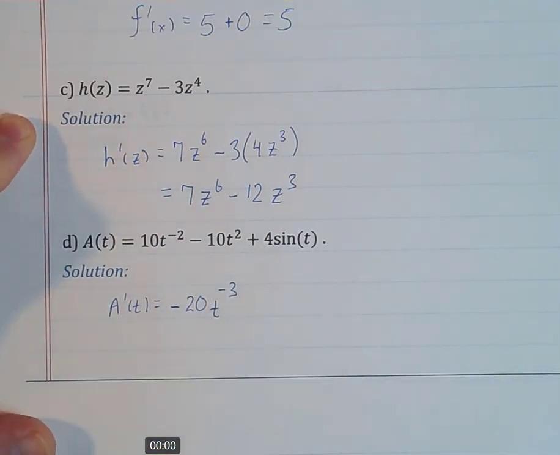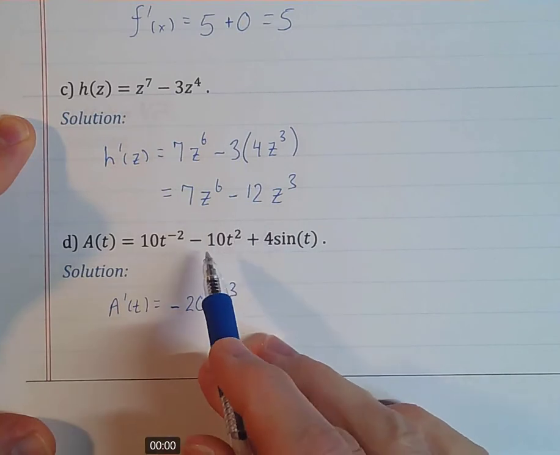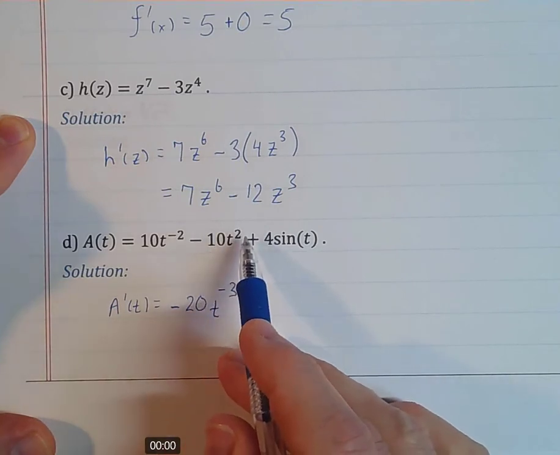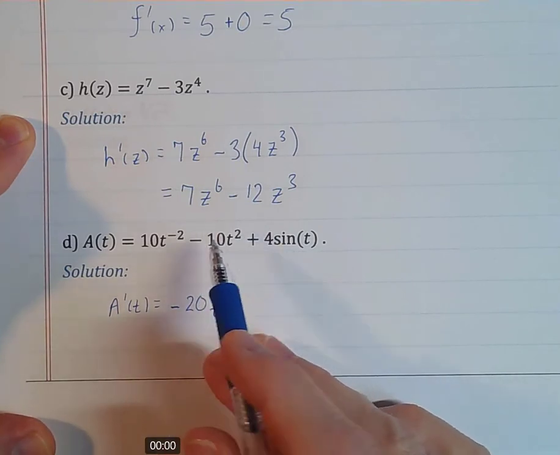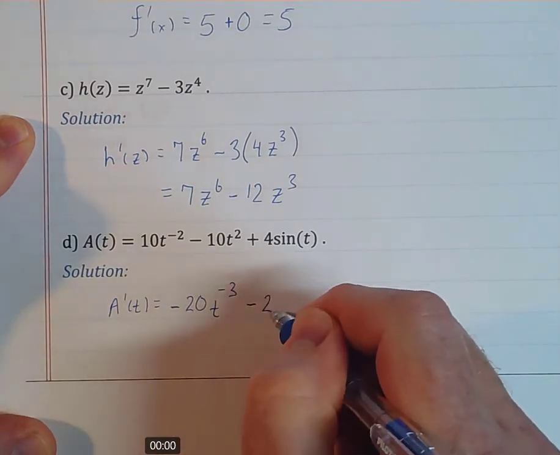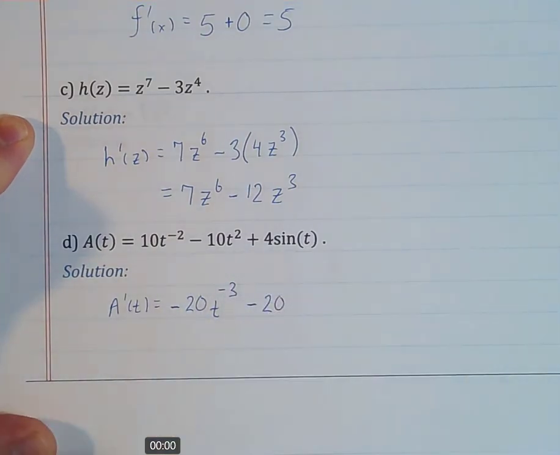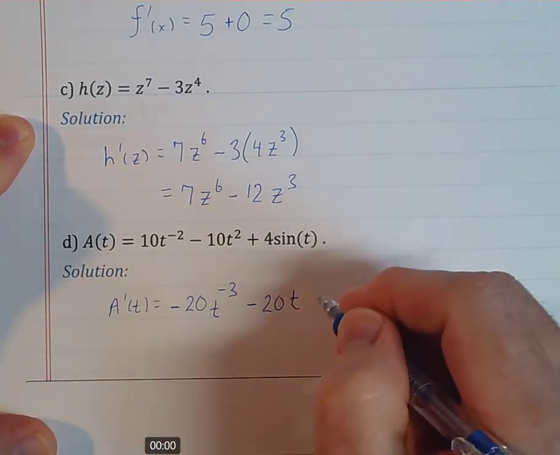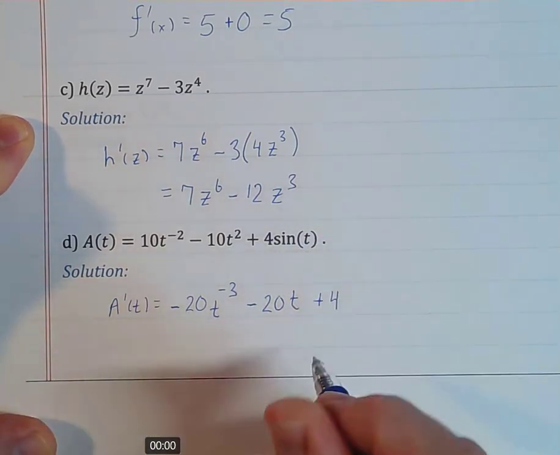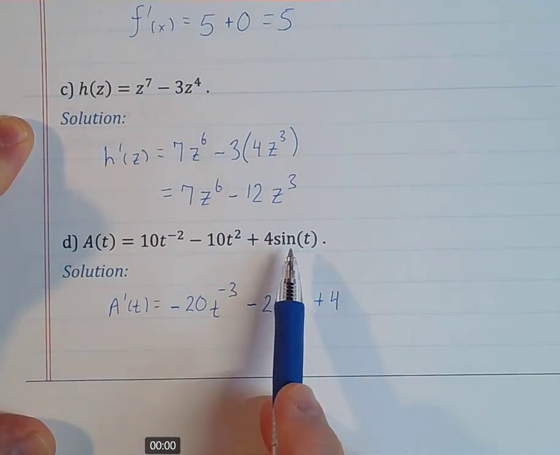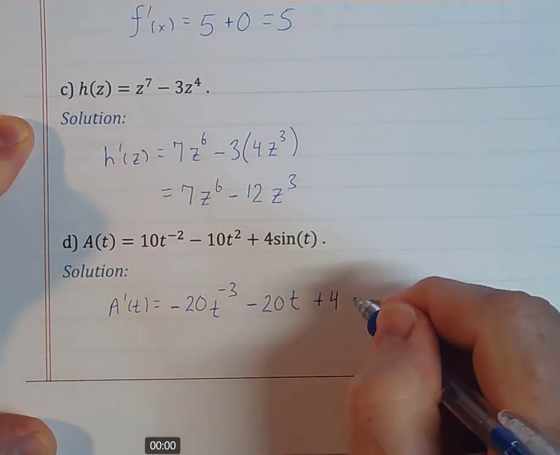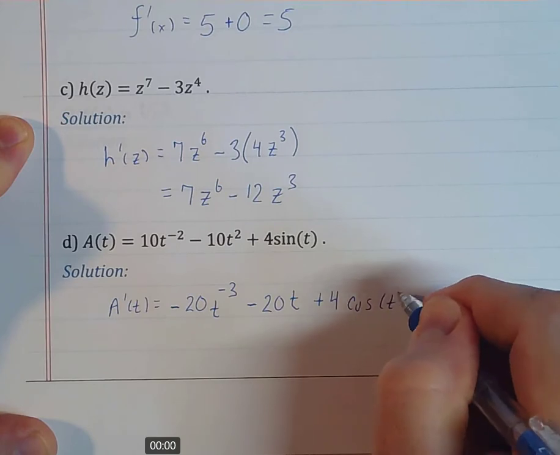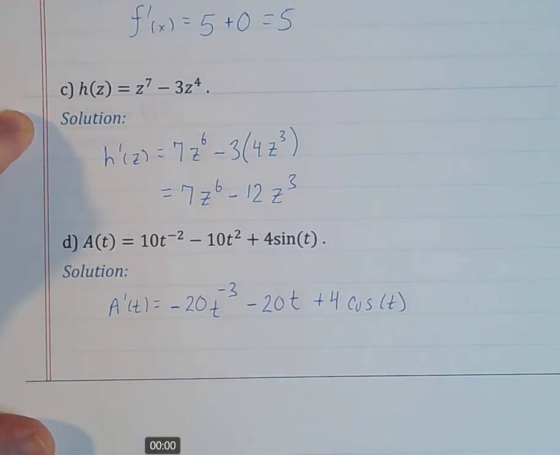I do the same thing here. I've got a negative 10 out front. I've got a t squared. That 2 is about to come out here in front. I'm just going to multiply by what's already out there. Subtract the exponent by 1. That would give me a t to the 1st. I've got a 4 times sine of t. The derivative of sine is cosine. And so I found my derivative here.